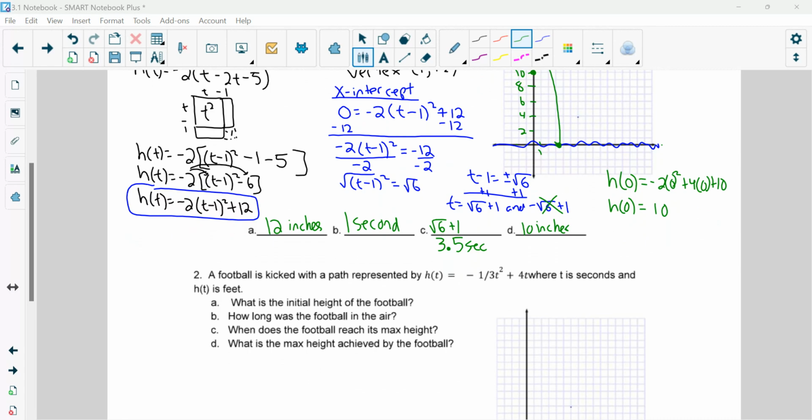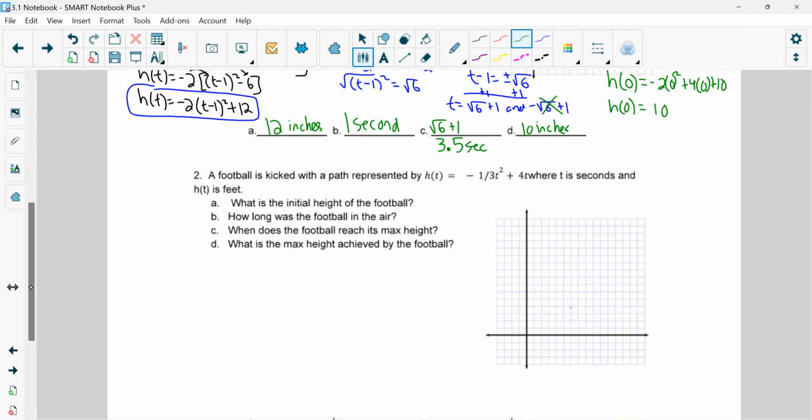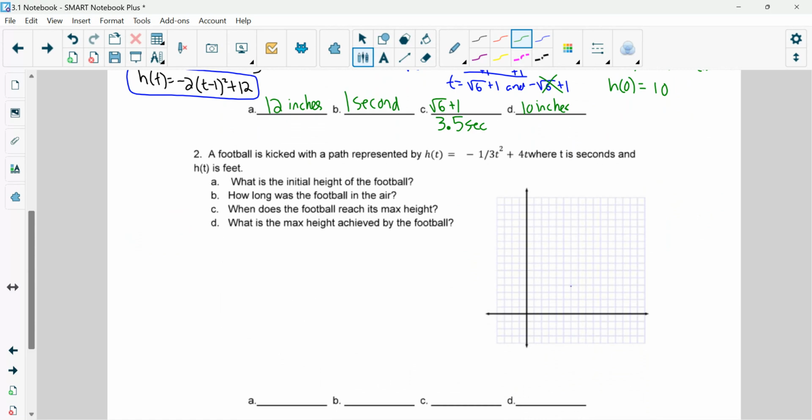All right, so for number 1, when it's asking for the initial height, what are you really trying to find? The y-intercept. So that's what you're doing for this one. So that is, again, y-intercepts where you're just putting 0 in for the t.